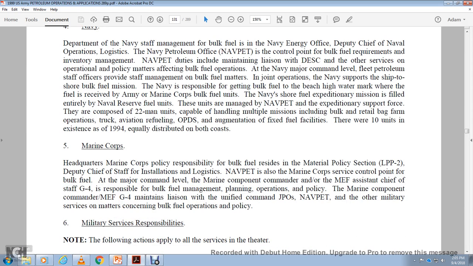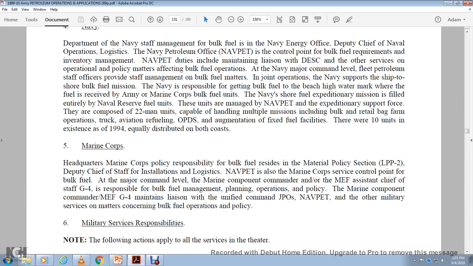Policy responsible for the bulk fuel residual material policy section LPP2. The Deputy Chief of Staff of Installations and Logistics, the Navy Petroleum Office of the Marine Corps Service Control Point for bulk fuel. The Major Command with the Marine Component Commander of the MEF.